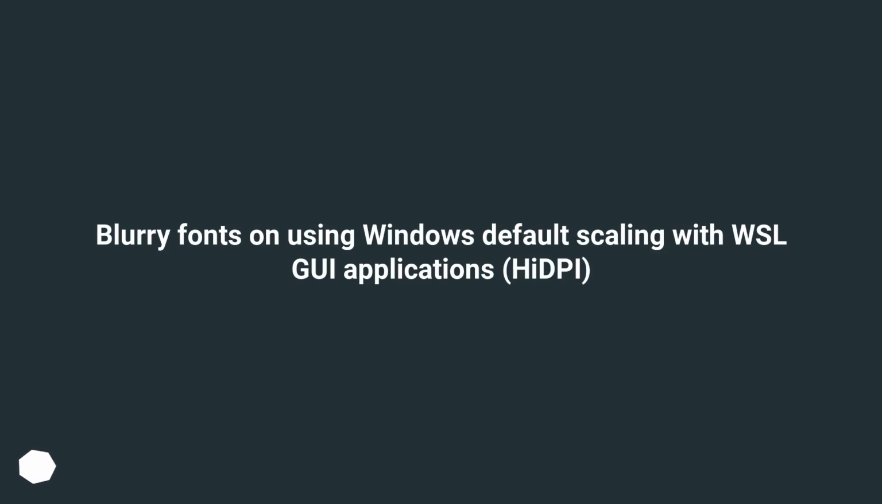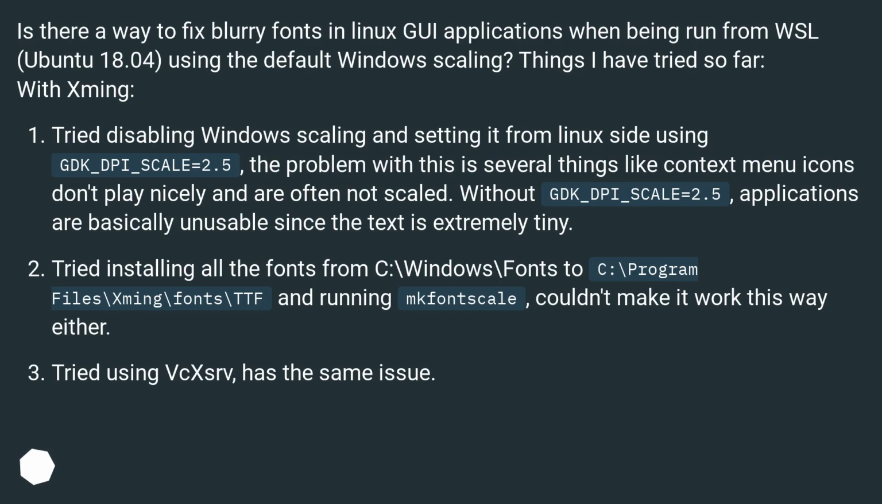Blurry fonts when using Windows default scaling with WSL GUI applications, HiDPI. Is there a way to fix blurry fonts in Linux GUI applications when being run from WSL, Ubuntu 18.04, using the default Windows scaling? Things I have tried so far.